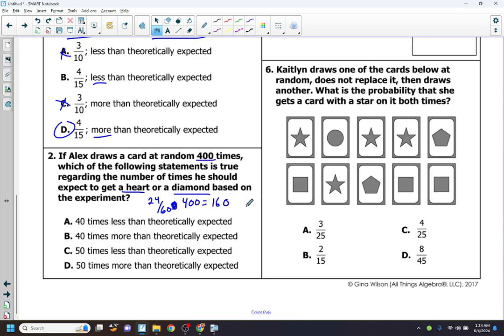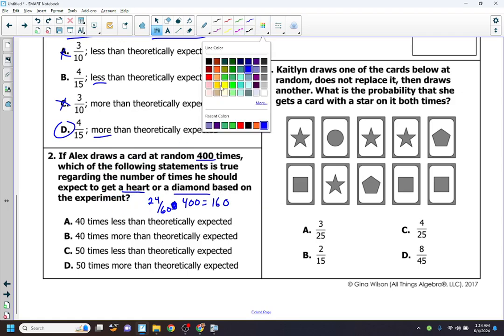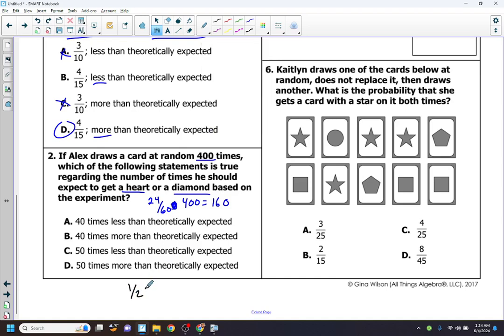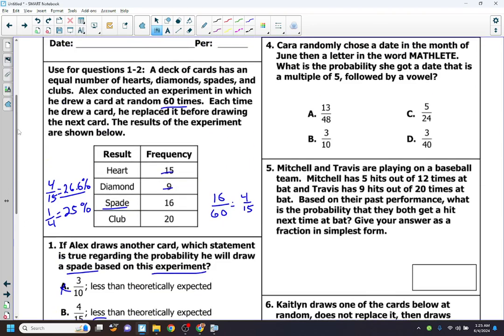Now, what do I expect, though? Because there's a theoretical. Theoretically, a diamond or heart, that's half the cards. So 1 over 2 times 400, that'd be 200. So, since I expect to get 200, but I really only get 160, I get 40 times less. So 4 times less than is theoretically expected.